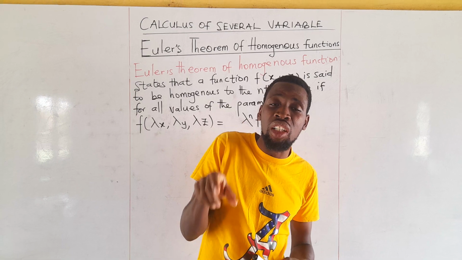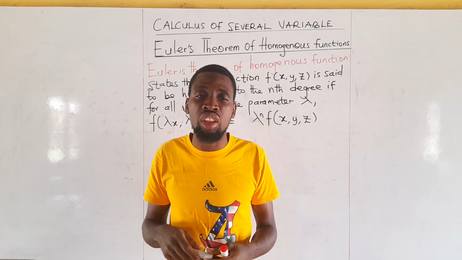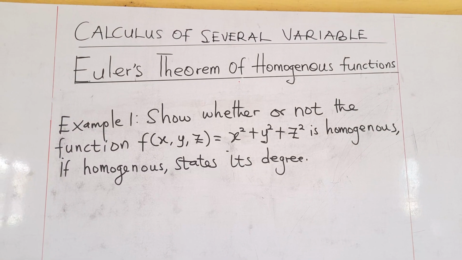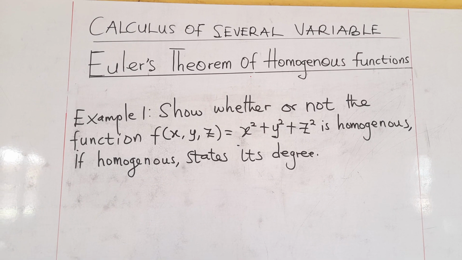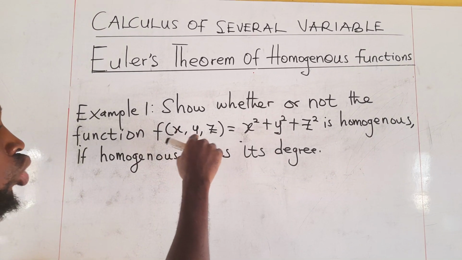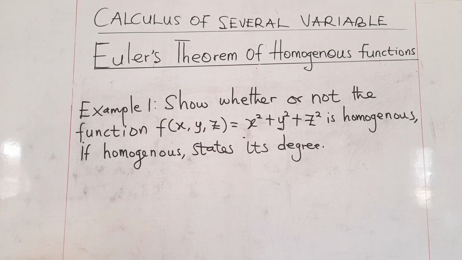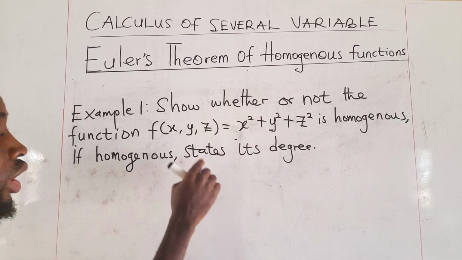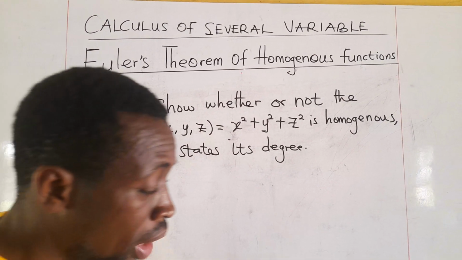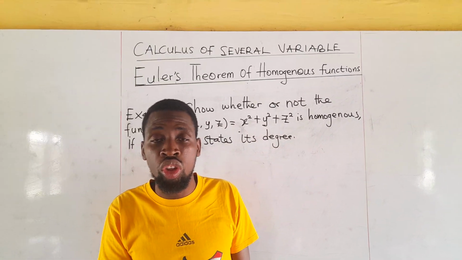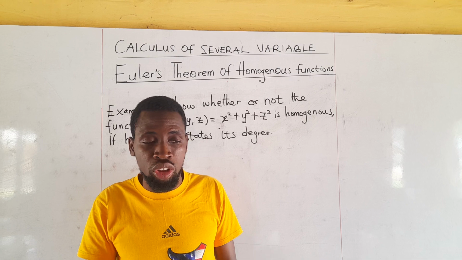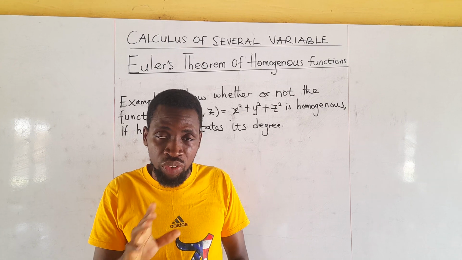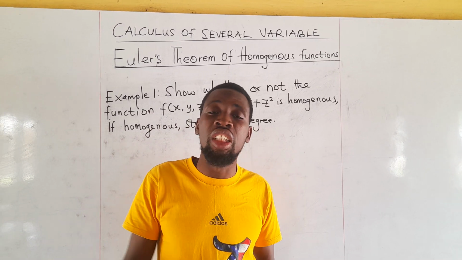Now, we'll take some functions. Using Euler's theory of homogeneous functions, we'll try to determine their homogeneity. So let's look at our first example. It says show whether or not the function f, which is dependent on x, y, and z, equal to x squared plus y squared plus z squared, is homogeneous. If homogeneous, state its degree. One thing we must know is that when a function is homogeneous, it will have a specific degree. But if it is non-homogeneous, the degree will not be known. So the question is saying we should determine whether the function is homogeneous, and if it is homogeneous, we should state its degree.